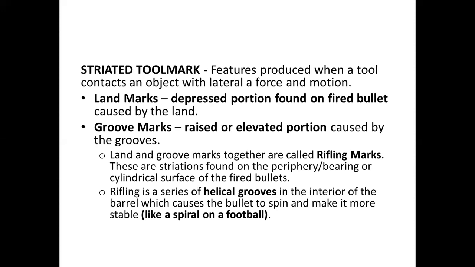So under illustrated tool mark, we have land marks, the depressed portion found on fired bullet caused by the land. Then we have groove marks. This is the raised or elevated portion caused by the grooves. Land and groove marks together are called rifling marks. These are striations found on the periphery, bearing or cylindrical surface of the fired bullets. Rifling is a series of helical grooves in the interior of the barrel, which causes the bullet to spin and make it more stable, like a spiral on the football.